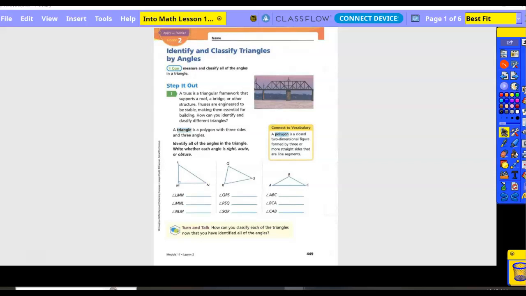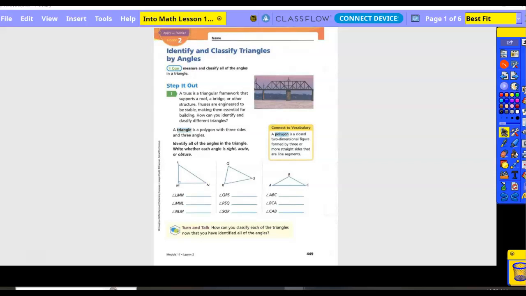A polygon is a closed two-dimensional figure formed by three or more straight sides that are line segments. So are each one of these triangles polygons? Yes. How are they polygons? Because all their sides are closed, right? There are no open gaps in them.